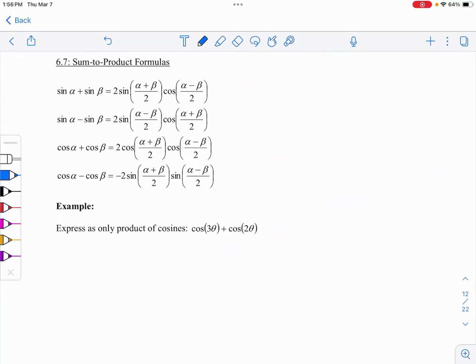And see, look, here's the directions. Express as only a product. So if you have a sum and it says do only a product, by definition, that's sum to product, product to sum. And once again, so in this one, all right, I have cosine plus cosine, which means which of those four am I using? The third one, right? That means I'm going to use this guy. All you have to do, identify alpha again, identify beta, and plug and chug.